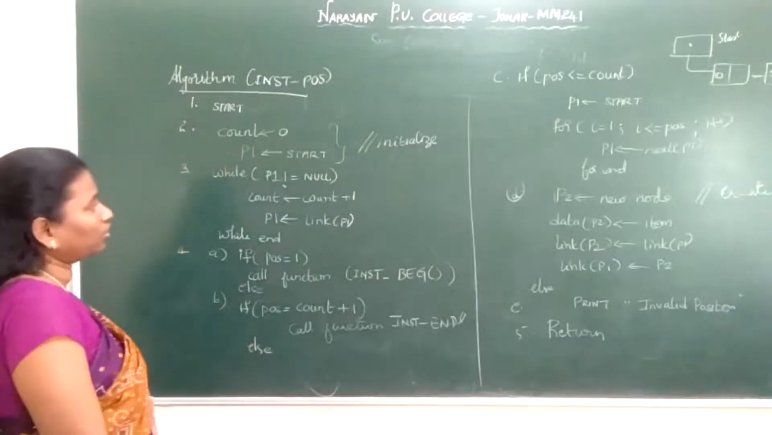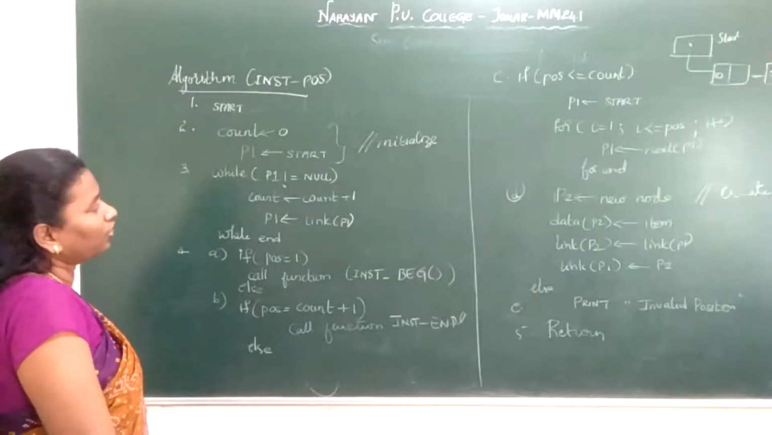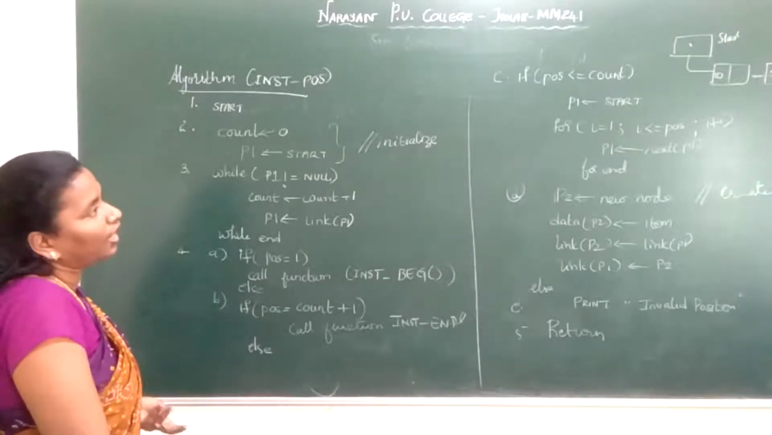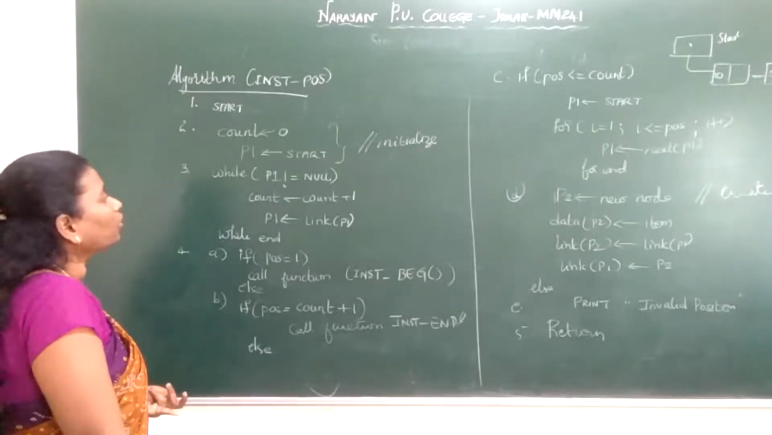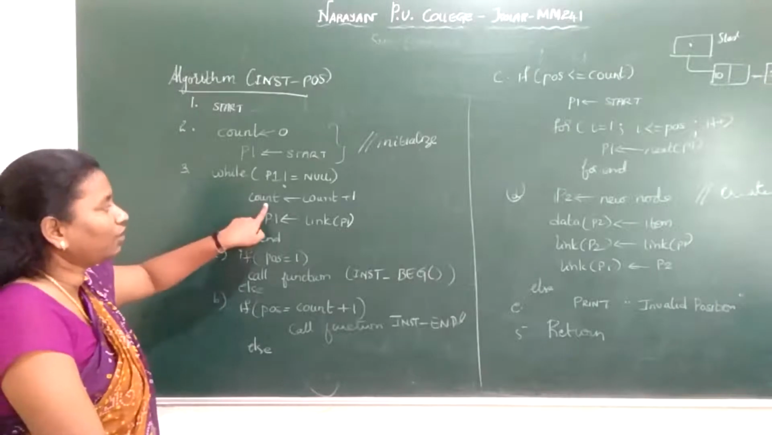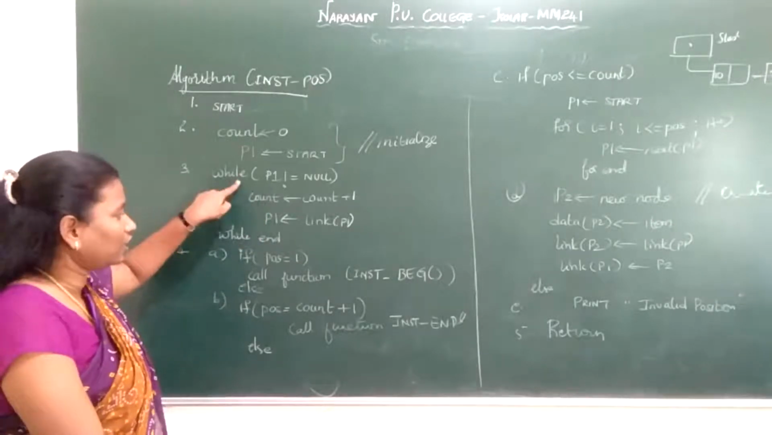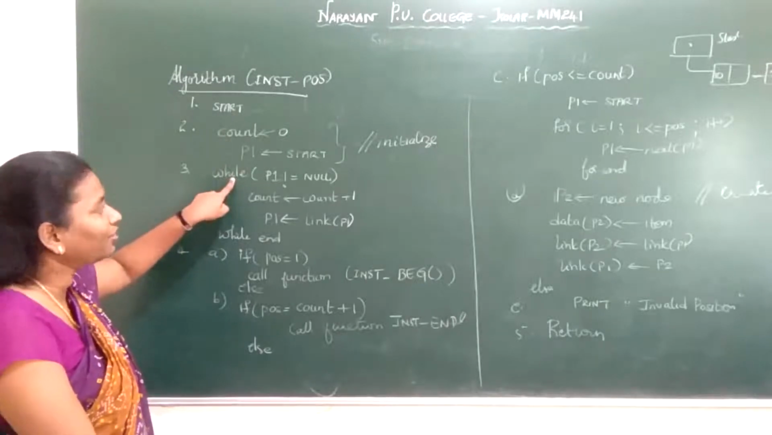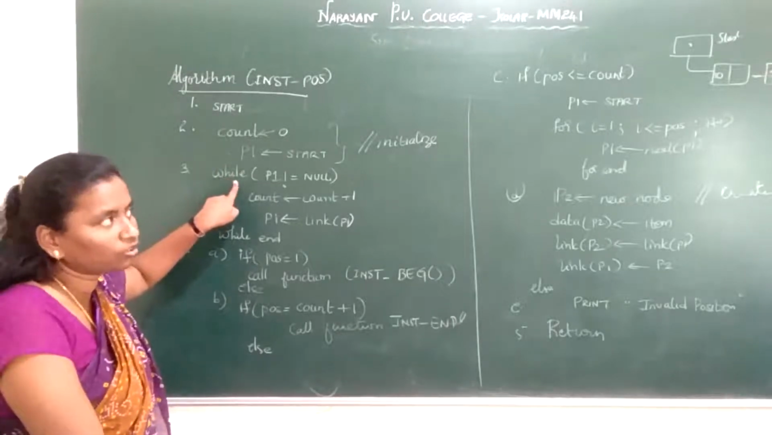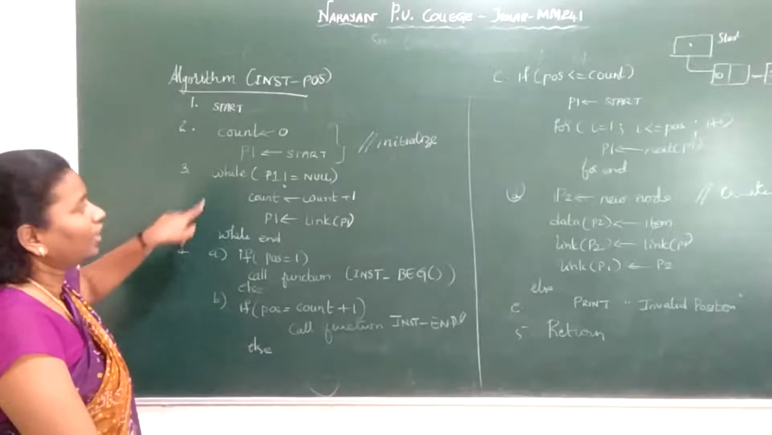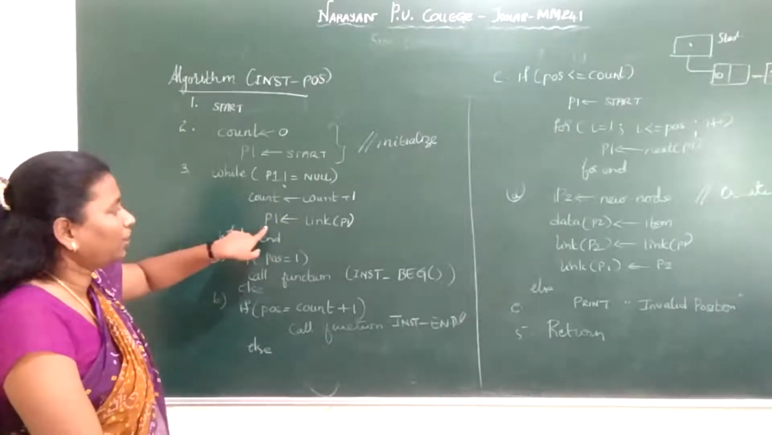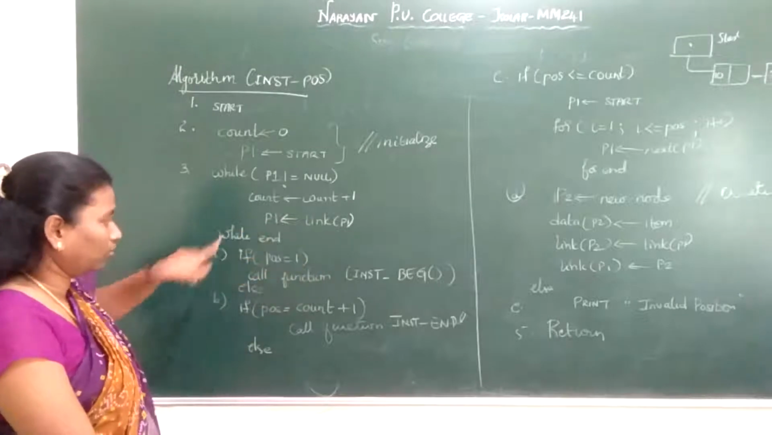If it reaches the end, what will we do? If it's equal to null, what does it mean? That means we have reached the end of the linked list. If this condition fails, the while loop will end. I repeat, if P equal to null, that means we have reached the end of the linked list, and we will come outside the while. If it's not equal to null, the count will be incremented, and link of P1, I'll give it to P1.